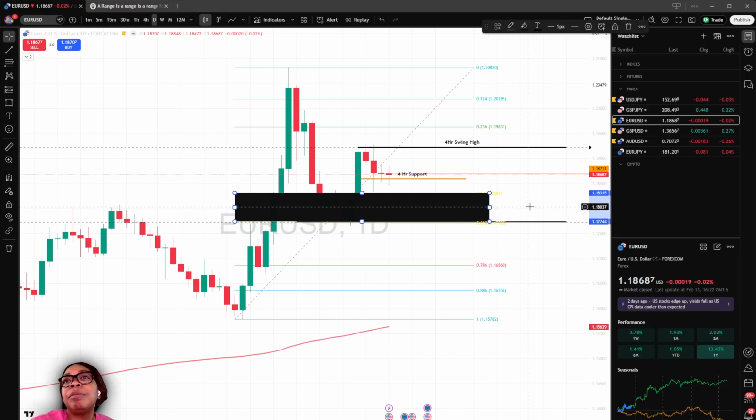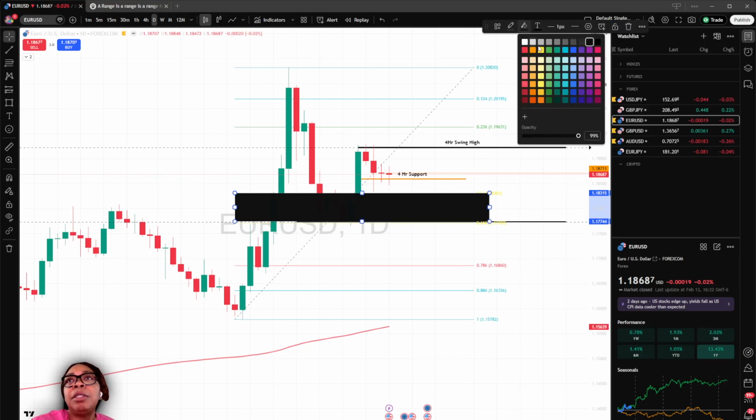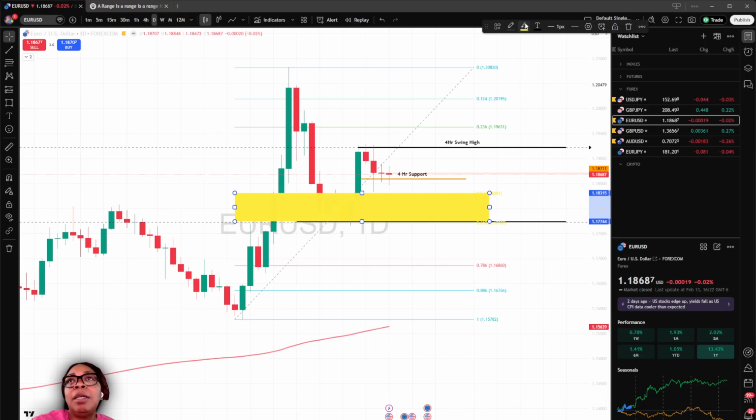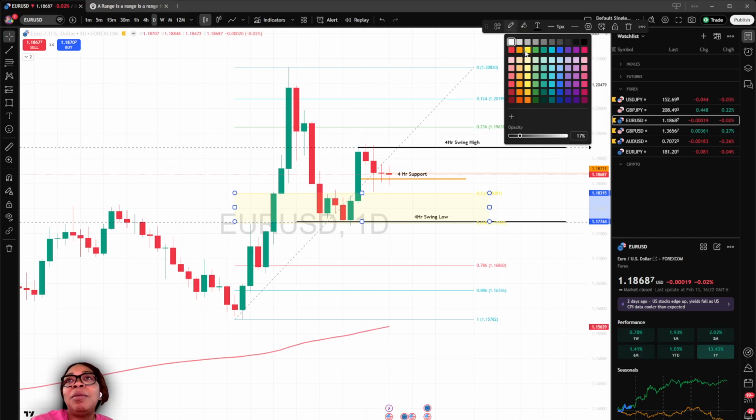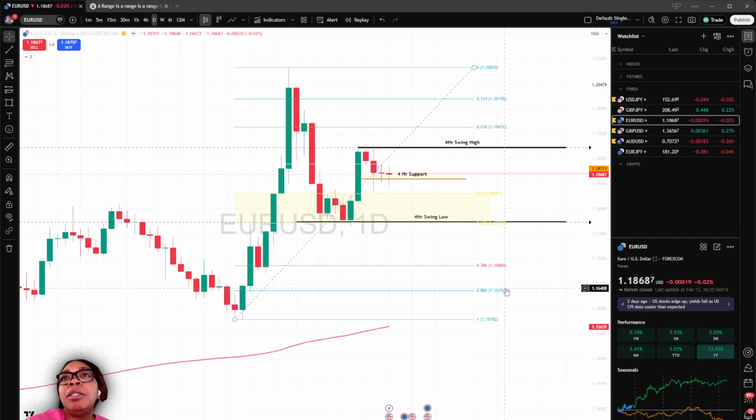618, let's color this to where it's golden. Put a little less sauce on it, just a tint there so we can see that it's golden. So this is the 618 level, and the 50 and the 618. That's the range that it's in. It's considered the golden zone.